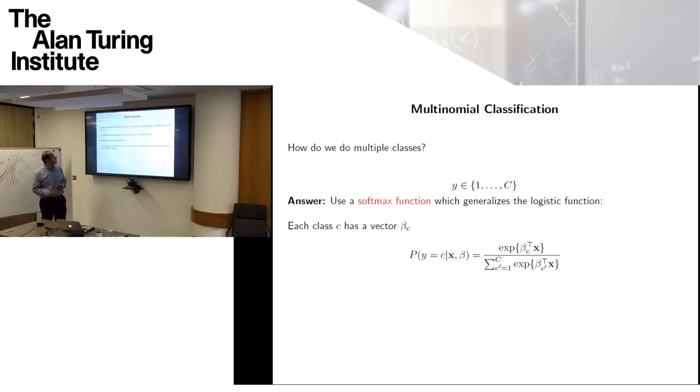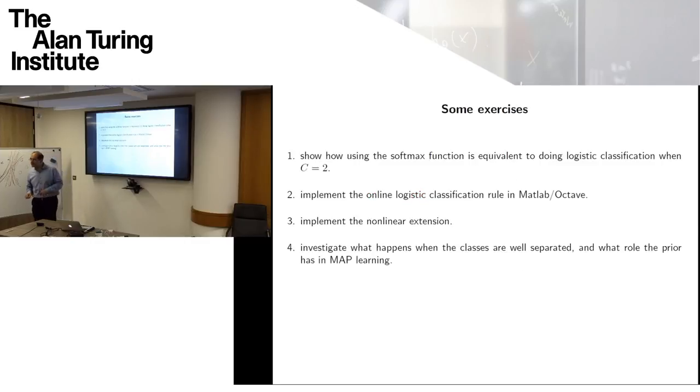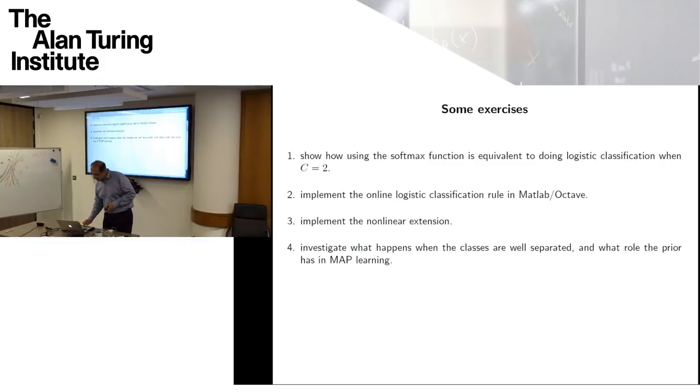All right, so here are some exercises, if you're keen to do them afterwards at some point. Show that the softmax function is equivalent to doing logistic classification when c equals 2. Implement online logistic classification in your favorite language. I used to program in MATLAB, but use whatever you want. Implement the nonlinear extension. Investigate what happens when the classes are well separated, what the role is, etc. Okay. Good. So that's classification.